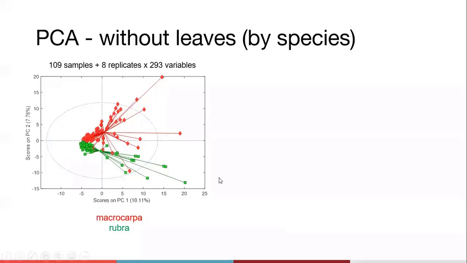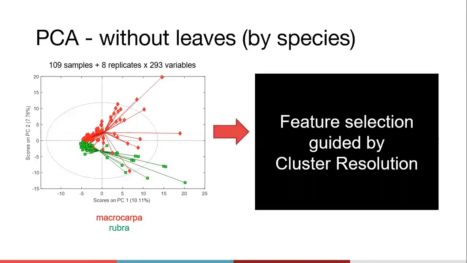So the scores plot resulting from principal component analysis of this data set looks like this. Again, we can kind of see a distinction between our red bur oak on top and our green bur oak here on the bottom. Now, to make this separation even better, and to maybe filter the number of variables that someone like me would have to look through, we can perform our feature selection guided by cluster resolution.